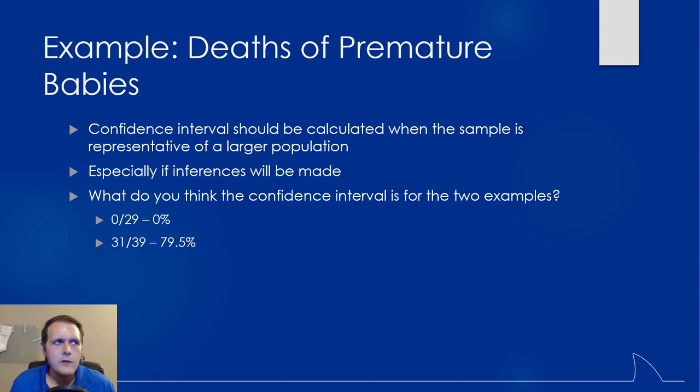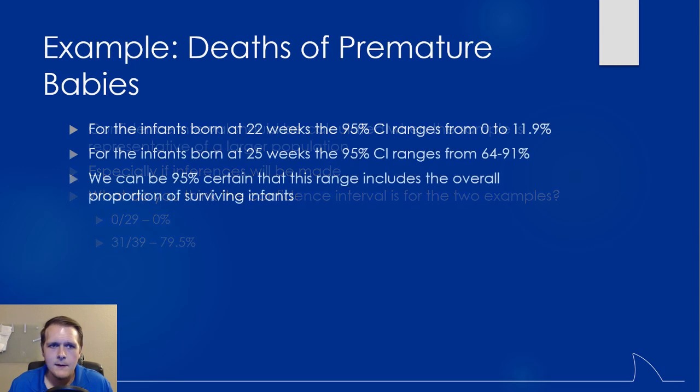So, say, how representative is the sample of babies born at 22 weeks and babies born at 25 weeks gestation, right? And again, when looking at the numbers here, out of the 29 born at 22 weeks, 0% survival rate. Out of the 39 born at 25 weeks, there's roughly 80% survival rate. So what kind of confidence intervals do you think there would be if you were to extrapolate from that N of 29 and 39 out to the larger population of babies born at those respective gestational ages?